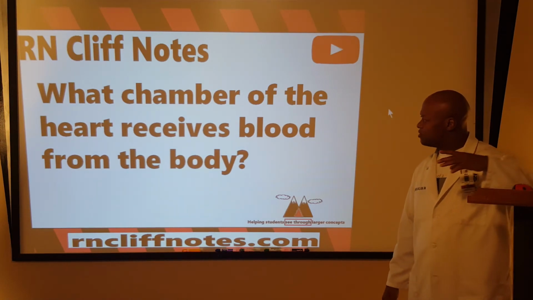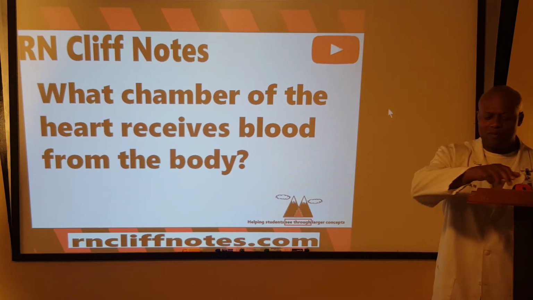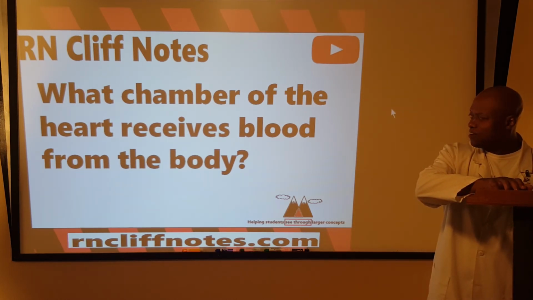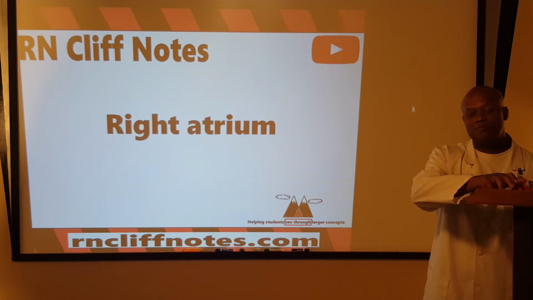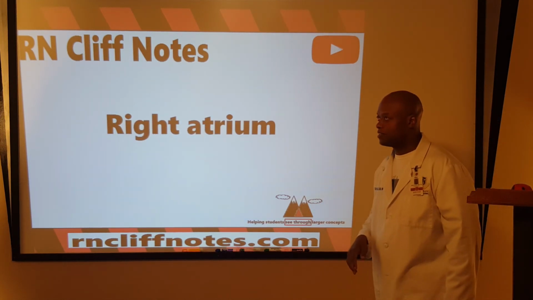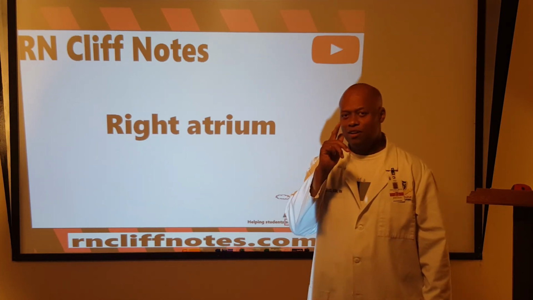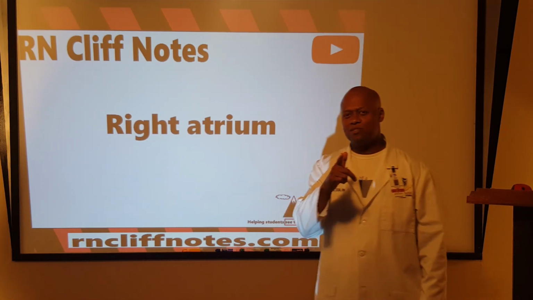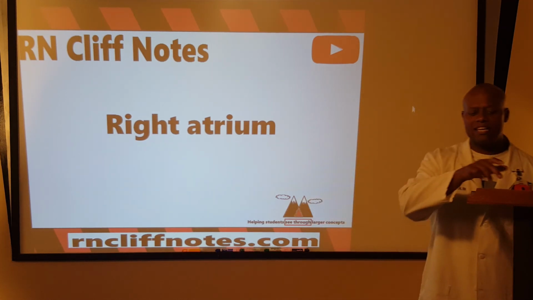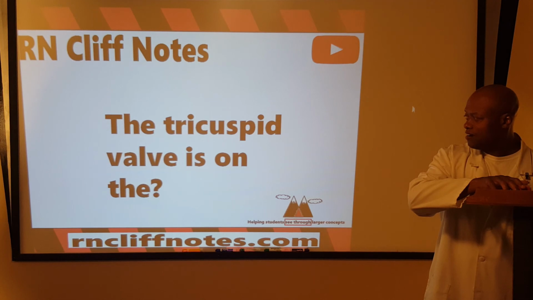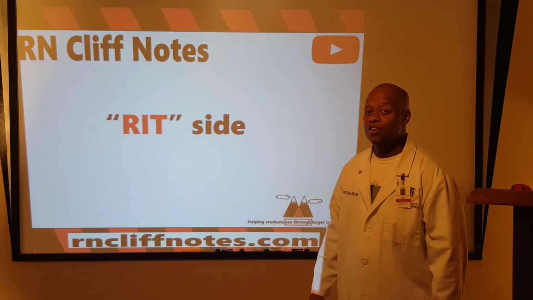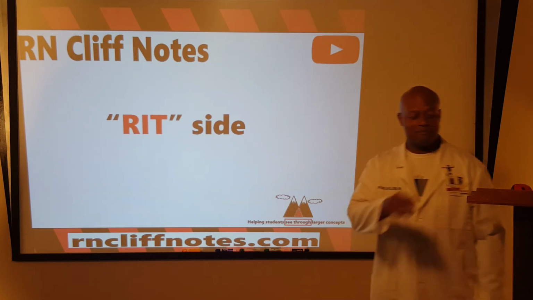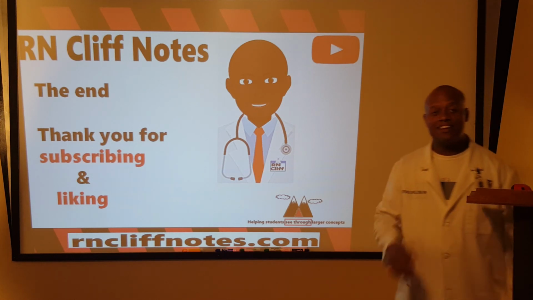So we've got here what chamber of the heart receives blood from the body. And we said, what was that again? I think we just got ourselves a little reminder here as we go out. So receives blood from the body, and it is the right atrium. Super. And let's see. What else we want to know? What side did we say the tricuspid was on again? It was on the what? Right? Tricuspid's on the right side. Good job. Good job.